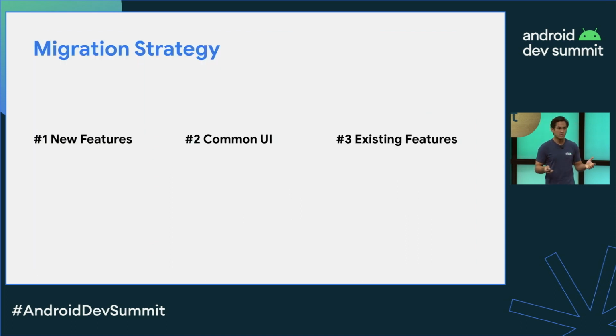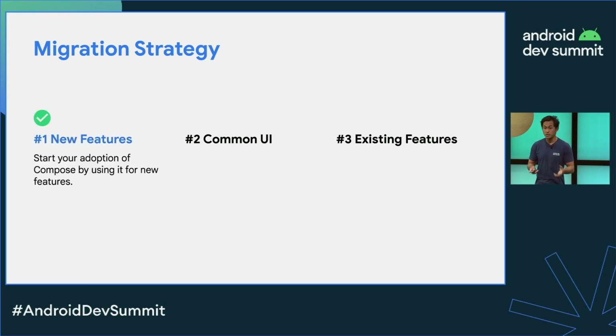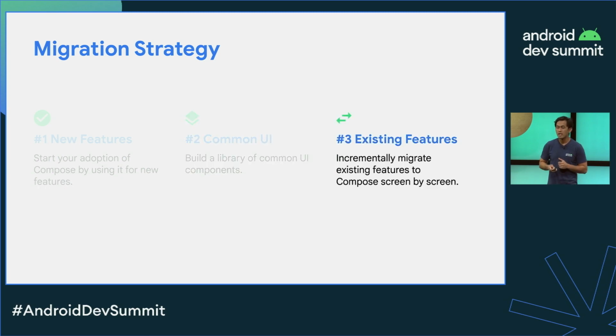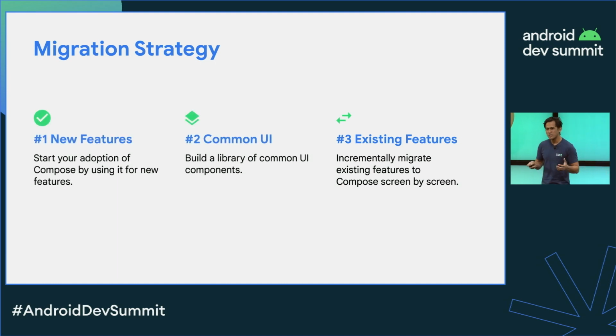Here's an overview of the strategy that you can take. First, start your adoption of Compose by building new features in Compose. This way, the features you build take advantage of the benefits of Compose. While building features in Compose, you want to identify which components can be reused in other parts of your app, and then start building a library of common UI elements. And lastly, continue your migration by replacing existing screens to Compose one screen at a time. These steps don't necessarily have to happen in sequence. Depending on your team size and your app size, these can all happen in parallel.